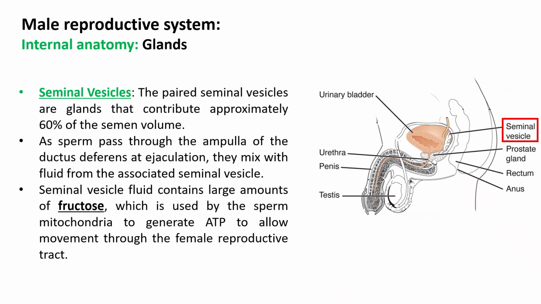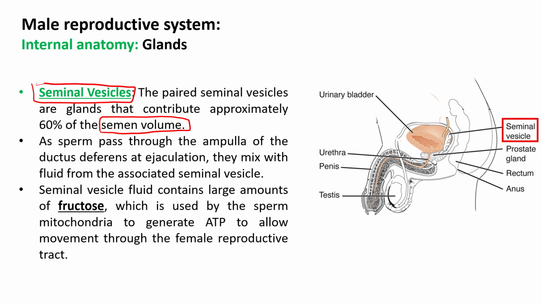Now, we talked about semen to some degree while I was explaining vasectomy. Semen is the fluid that contains sperm, but other things too. There are three important glands that you need to know for your exams for the reproductive system. Let's start with the first ones, the more superior ones, the seminal vesicles.